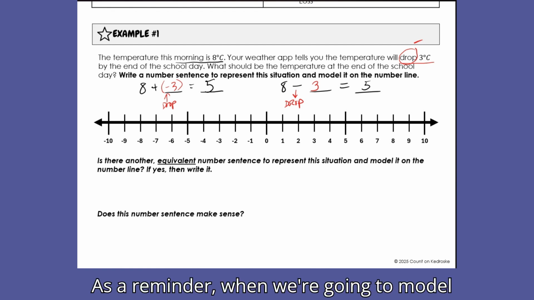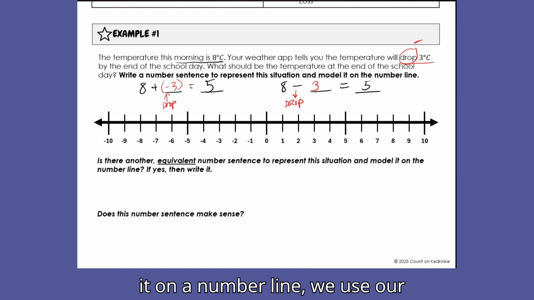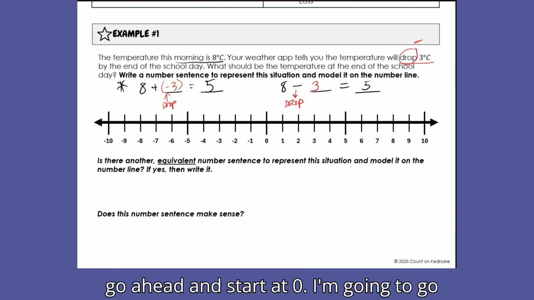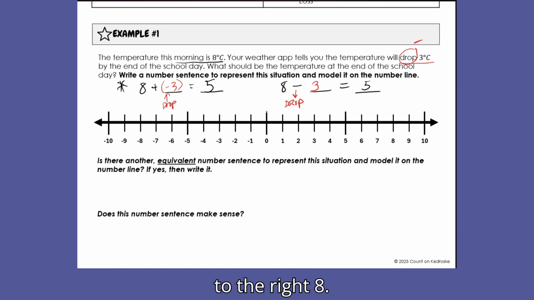As a reminder, when we're going to model it on a number line, we use our addition number sentence. So I'm going to go ahead and start at 0. I'm going to go to the right 8.